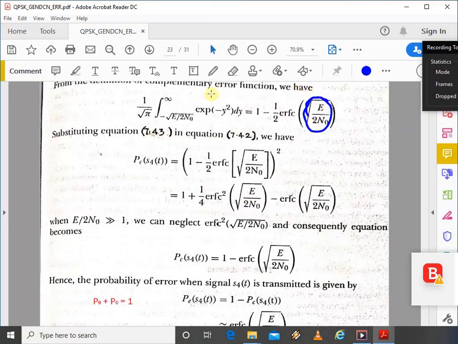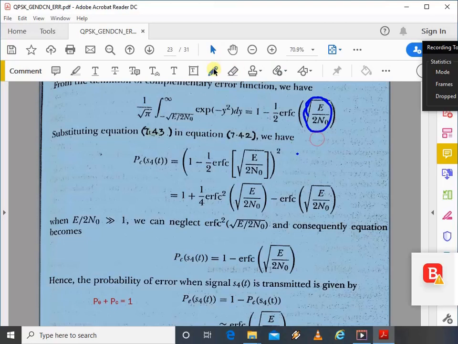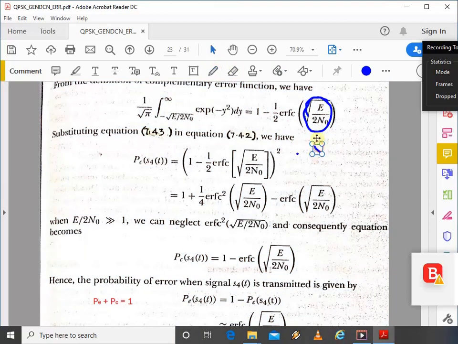So by putting this value and then modifying it, you will come to know that the probability of correct reception will be given by this equation. It is 1 minus 1 by 2 ERFC. Why is it squared? Because here we are calculating the joint probability of random variables x1 and x2. So 1 minus 1 by 2 ERFC in bracket, square of this. If you solve this, you will get this.